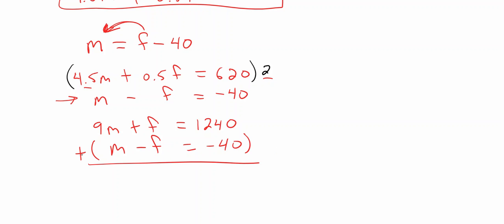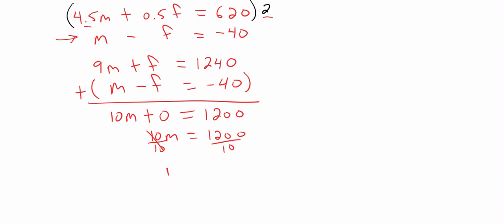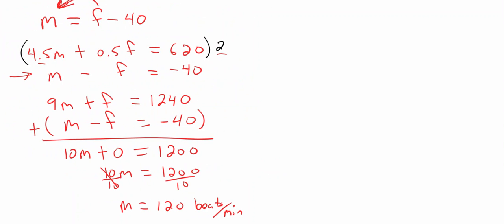So now we've got 9M plus 1M is 10M. And then F minus F is 0, so plus 0, but really I just know it's gone, is equal to 1240 minus 40, which is 1200. So then I really have 10M is equal to 1200, and then just divide both sides by 10. So M would be equal to 120 beats per minute. Now, almost done. That's the first part.